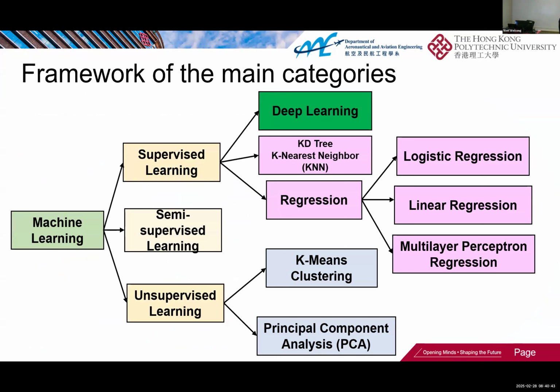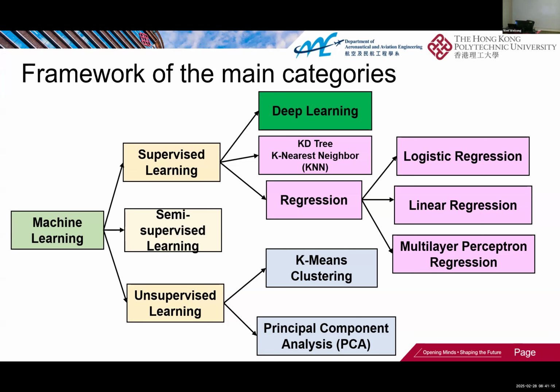If you look into the categories, machine learning can have supervised learning, which means you have the labels, if you still remember. Semi-supervised learning means some of the data have labels and some do not. Unsupervised learning means you have no labels, and it is mainly based on clustering. Today we are going to talk about K-means, a method to do clustering.